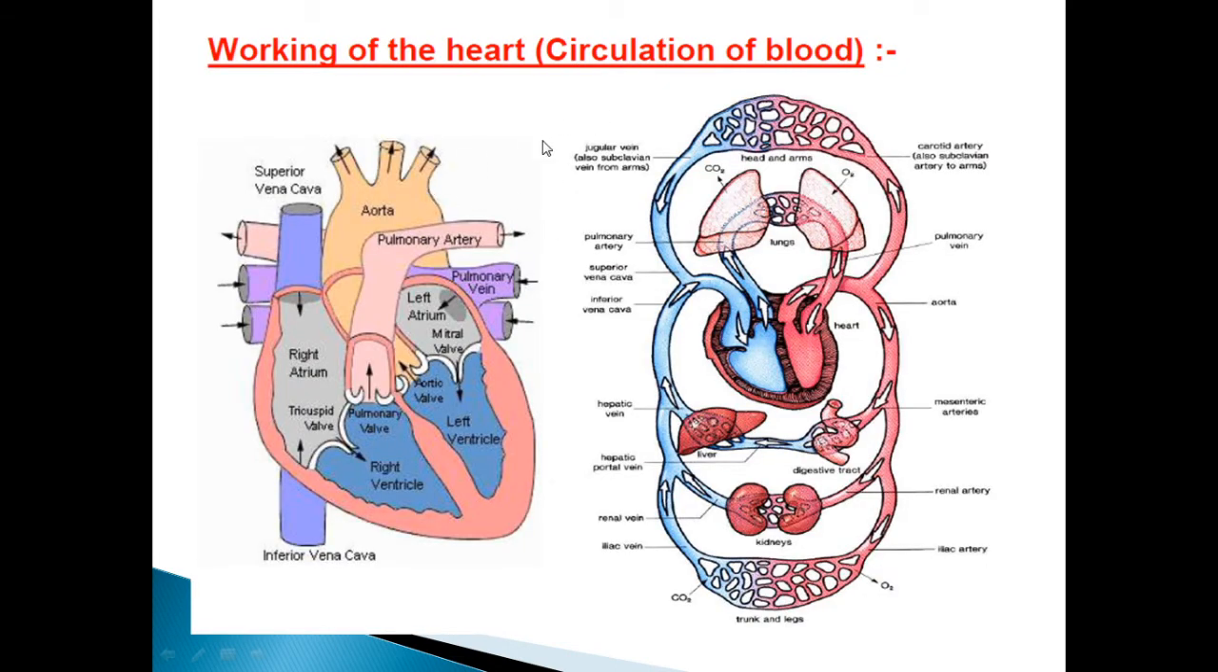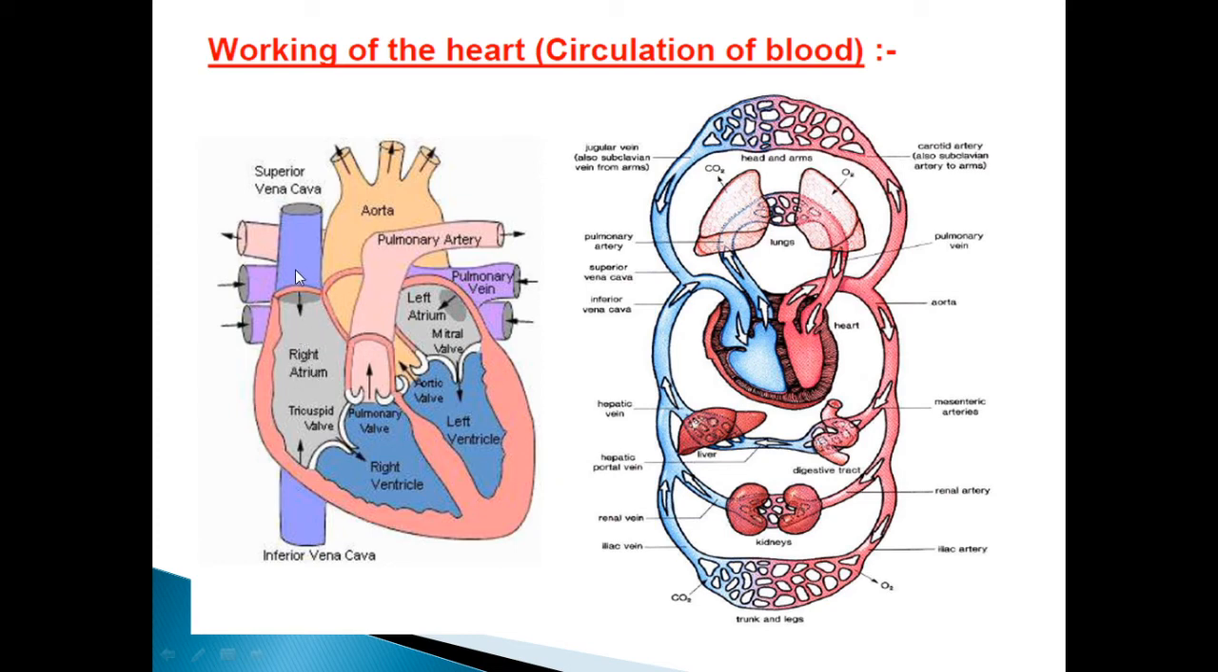Now, working of the heart. So, the circulation of the heart. Here the circulation is double circuit circulation. Why is it double circuit circulation? Because the heart is receiving blood two times. One from body parts and one from lungs. So it's a double circuit circulation. Right? So here is the working of the heart.